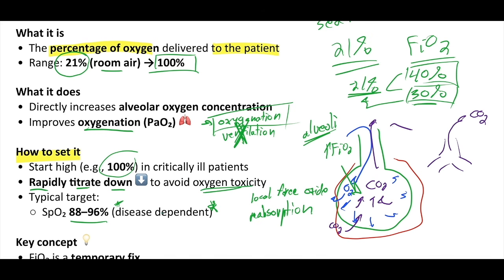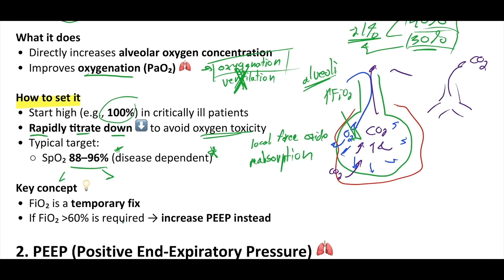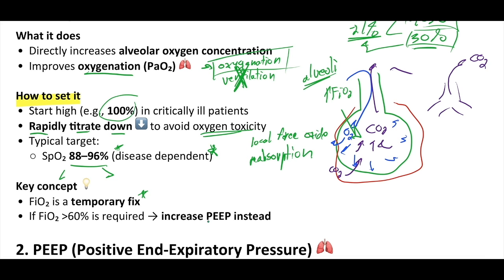The key here is you want to avoid both less than 88% and more than 96%. Hypoxemia and hyperoxia both are injurious to the lungs and the body. So key concept here, FiO2 is a temporary fix for oxygenation. One thing to note that we'll get into is, most people say, although it's not necessarily robustly evidence-based, that if your ventilator has a setting of an FiO2 more than 60%, that is when you start to get some of those things like local free oxide radicals and reabsorption atelectasis. So if your FiO2 is more than 60%, you should really think about increasing your PEEP. All right, and we'll get into that more in the next section, which is PEEP.